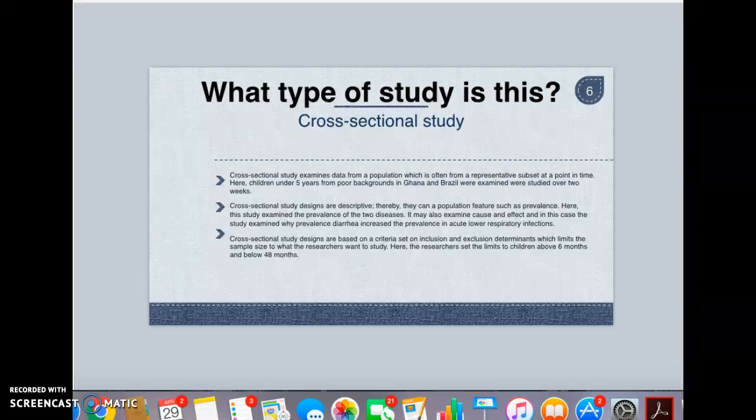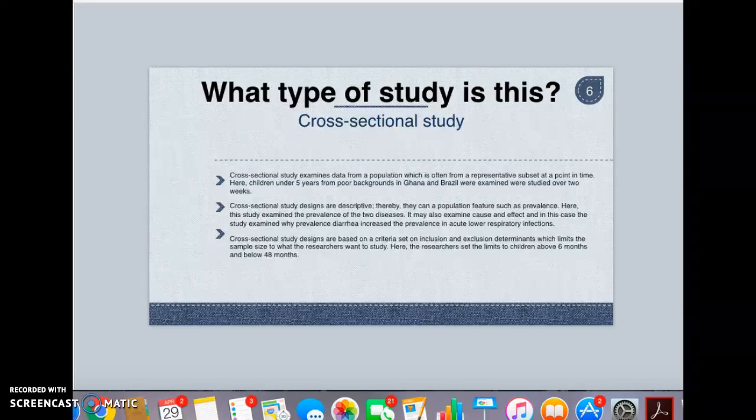Cross-sectional study designs are descriptive, thereby they can feature a population's prevalence. Here, this study examined the prevalence of the two diseases. It may also examine cause and effect. In this case, the study examined why diarrhea prevalence increased the prevalence of acute lower respiratory infections.